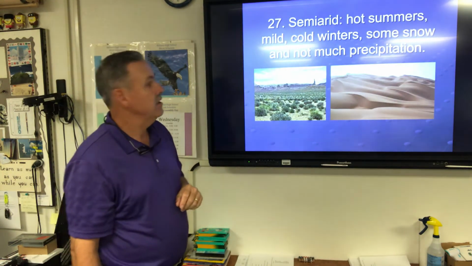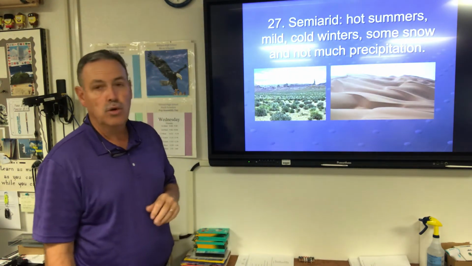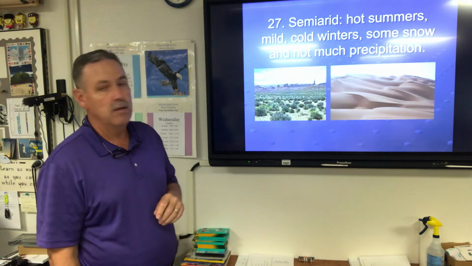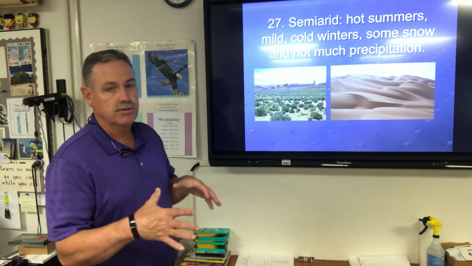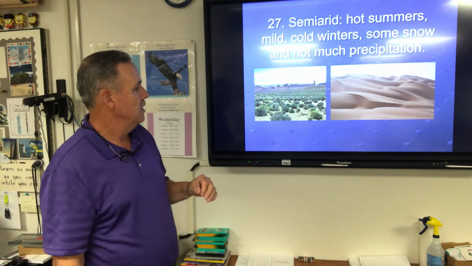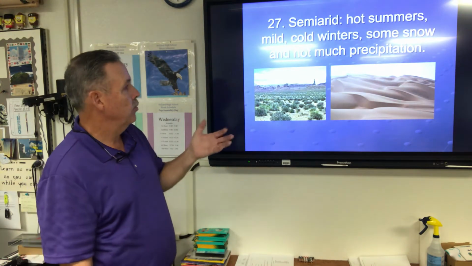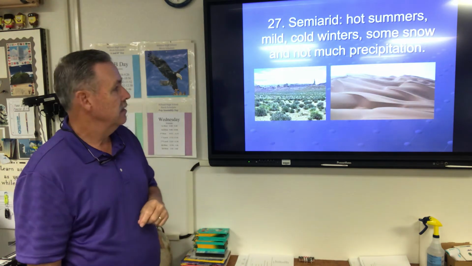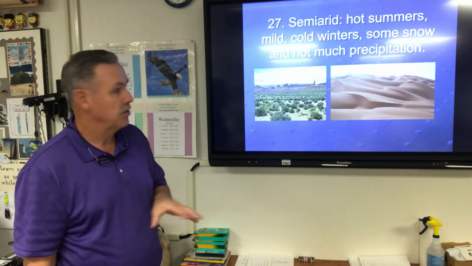Okay, semi-arid then, hot summers, mild, cold winters, some snow and not much precipitation. And again, depending on where you're at, it might change a little bit. So we're considered semi-arid, but we do get a little bit colder in the wintertime with a little more moisture.